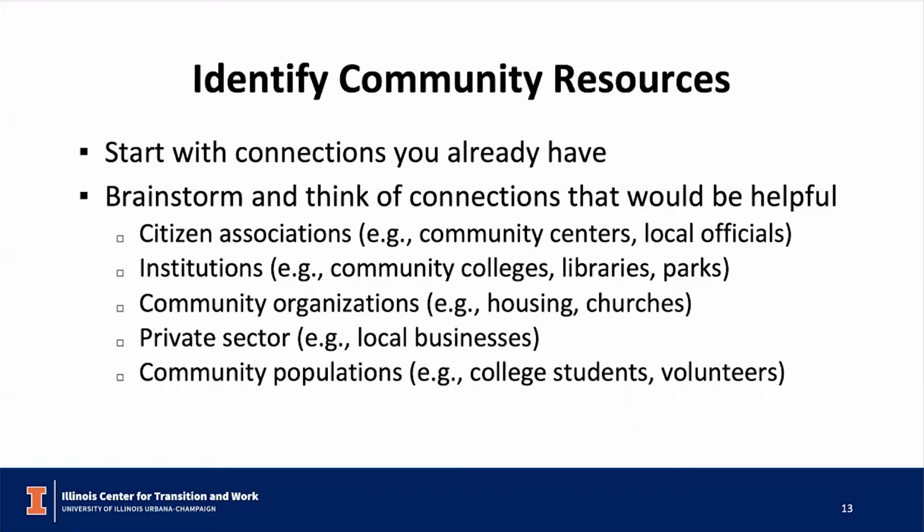Once you consider the connections you already have, think about different connections that would be helpful. So you can think about citizen associations. So are there community centers? Are there local officials? Think about institutions. That could be places like a community college. That could be libraries. That could be your local parks and rec center. It could be community organizations, thinking about housing, or churches or religious organizations.